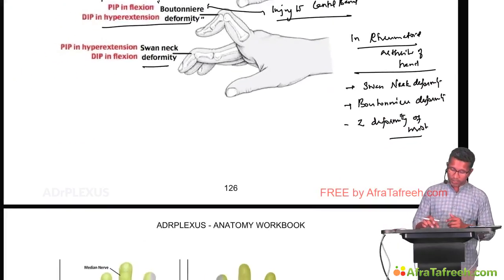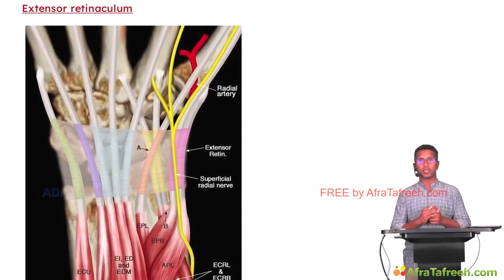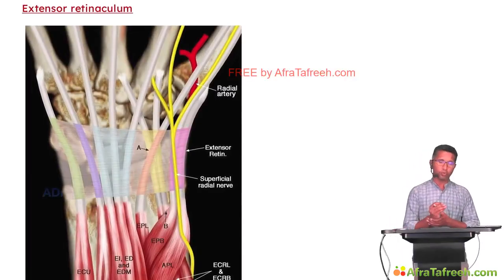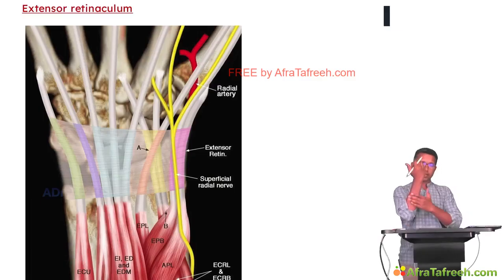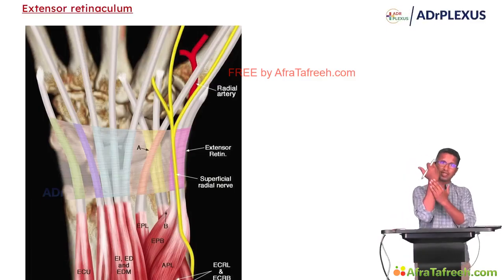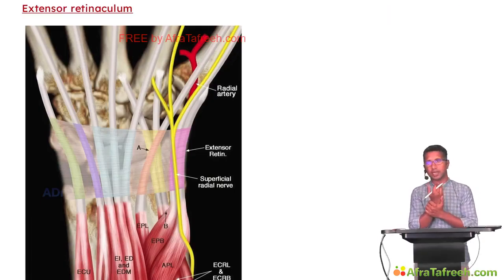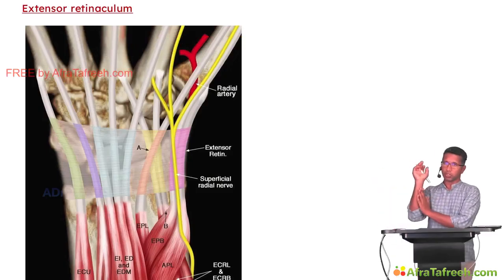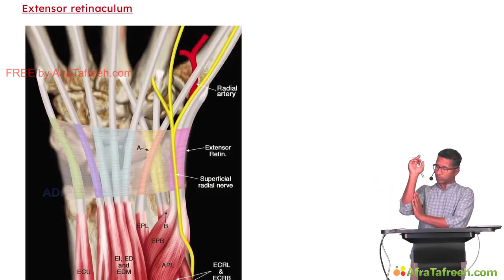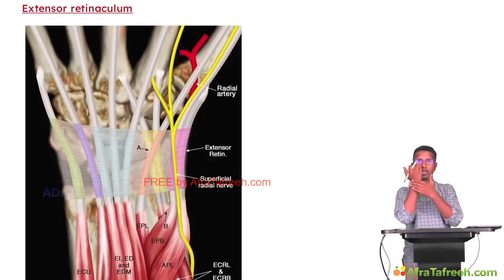With this basis we'll go to the next part, the extensor retinaculum. Since we were discussing the extensor muscles, we'll add a few more points related to them. When the extensor muscles cross the wrist, they pass through a fibrous tunnel, and this tunnel is called the extensor retinaculum. Similarly, on the volar aspect, the anterior aspect, the flexor muscles, when they cross the wrist, pass through a tunnel called the flexor retinaculum. Here it is called the extensor retinaculum.